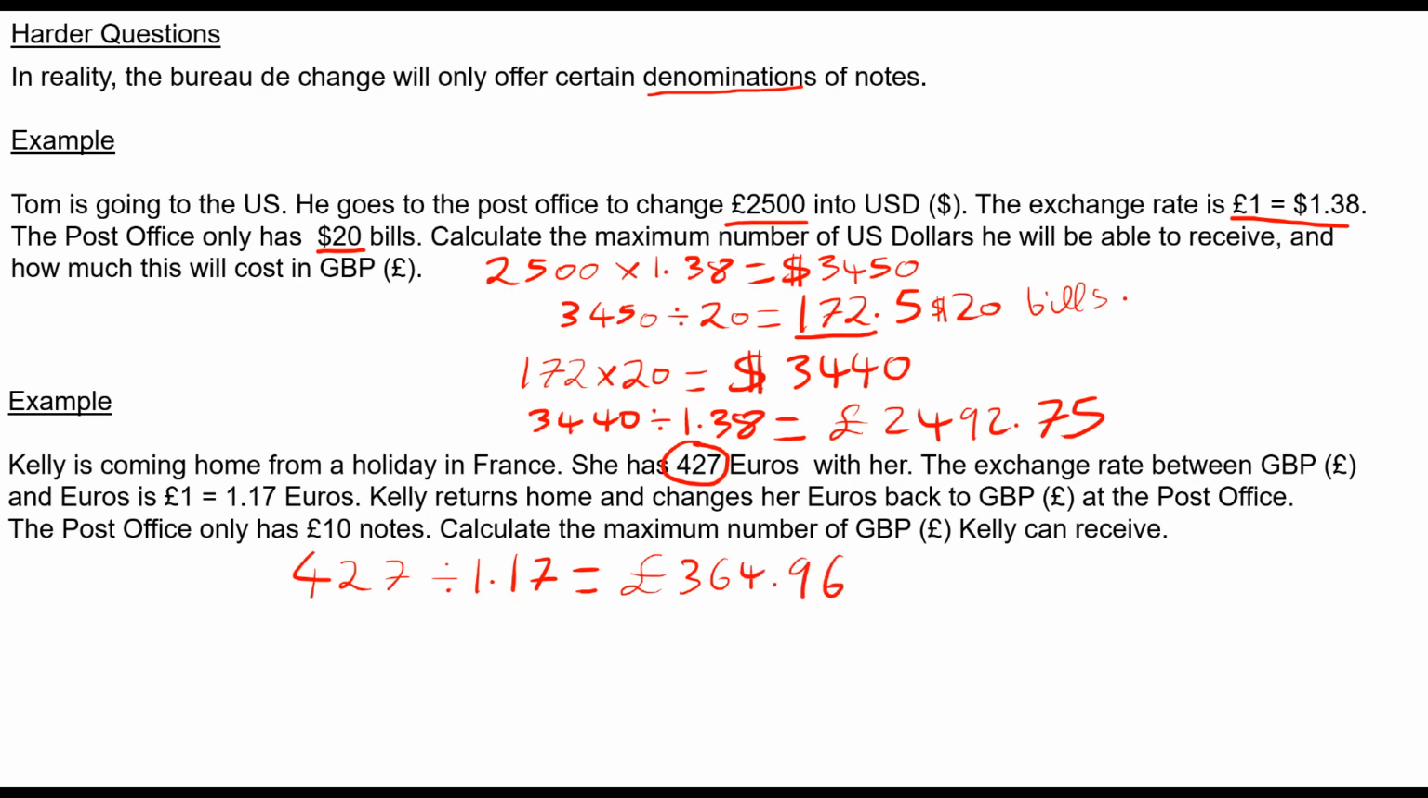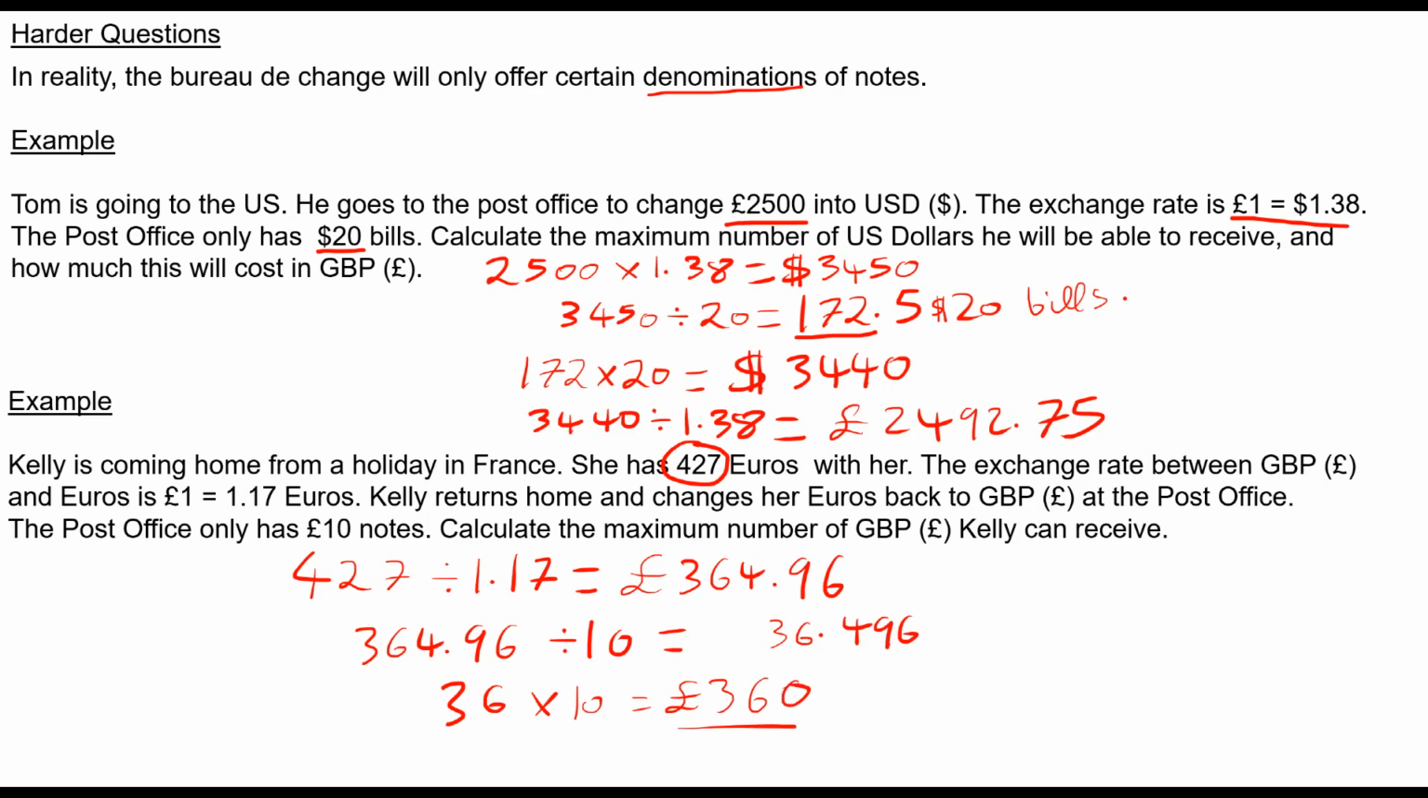The post office only has £10 notes, so we would need to divide this by 10 to work out how many £10 notes she would need, and of course that would be 36.496. But of course you can't have 0.496 of a £10 note, so she can only receive 36 £10 notes, which is worth £360. So that would be the maximum number of pounds that she could actually receive.